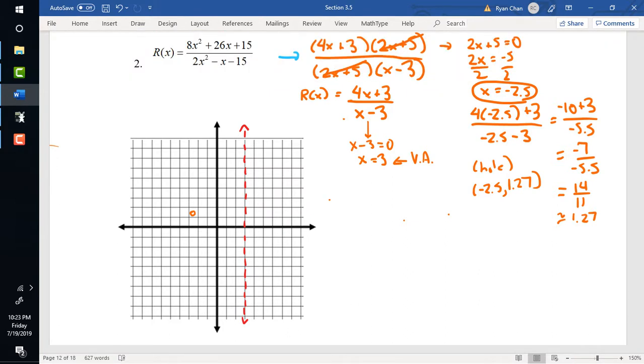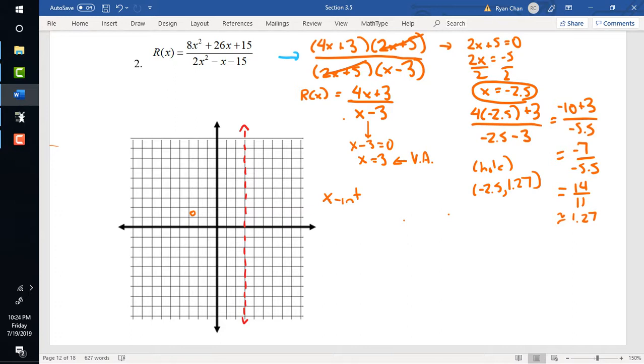So then I'm going to look at my intercepts. Sorry, I got a little ahead of myself. So let's look at my x-intercepts and my y-intercept. Now let's talk about this. If you want to find your intercepts, do it after you reduce it, okay?